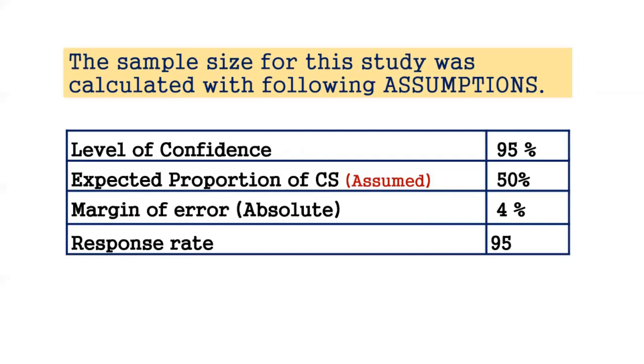Now, this is the assumption. 95% confidence level, expected proportion of cesarean section 50%. Now you can see the margin of error is 4%. It is not 5%. And response rate is 95%. What is the sample size?